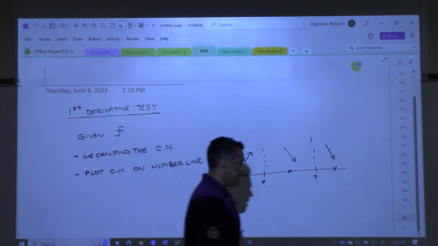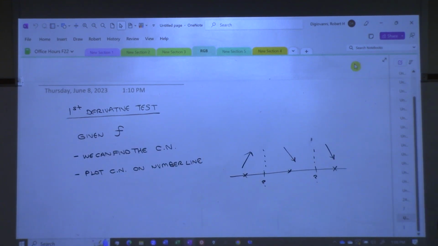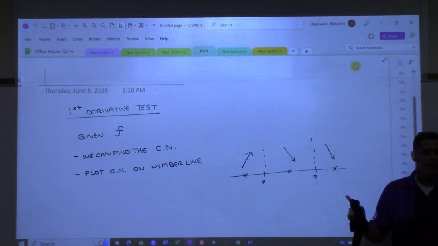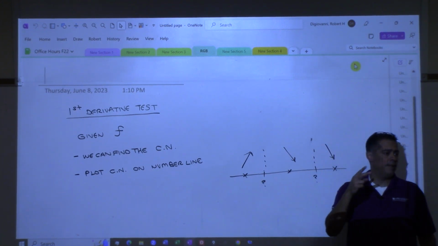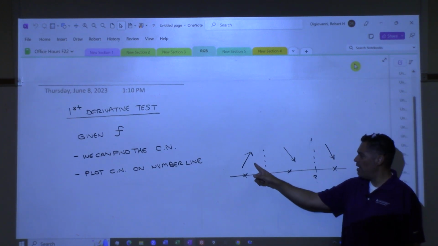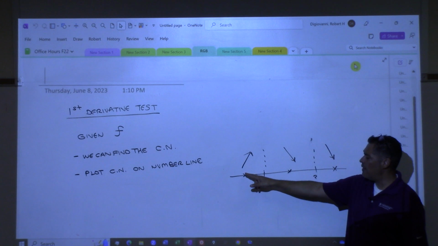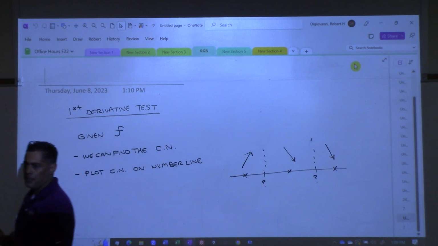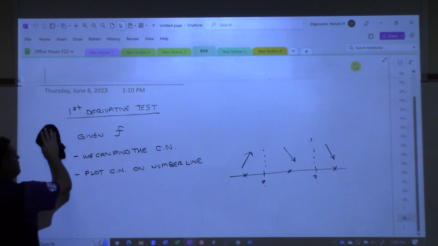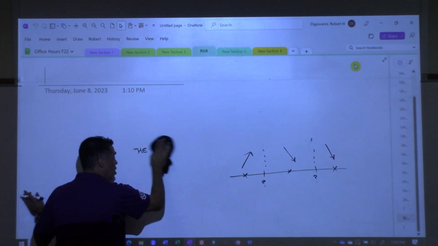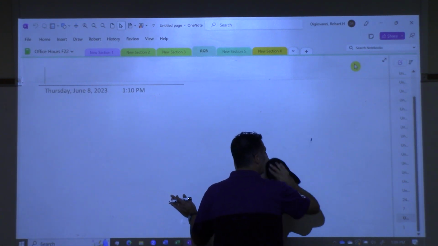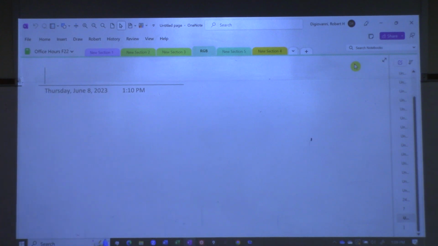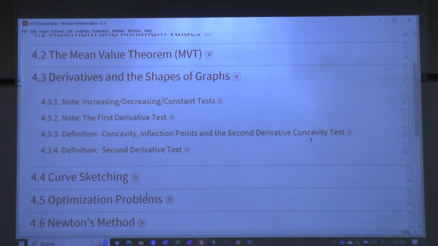Okay. Now, the second derivative test is the exact same thing that we just did, except we're going to be working with the second derivative instead of the first derivative. The second derivative test does not tell us where a function is going up and down. It tells us something else about the function. The good news is that it's very similar to the first derivative test, but the conclusion is not where a function goes up and down. It's where a function does what? Well, let's talk about it.